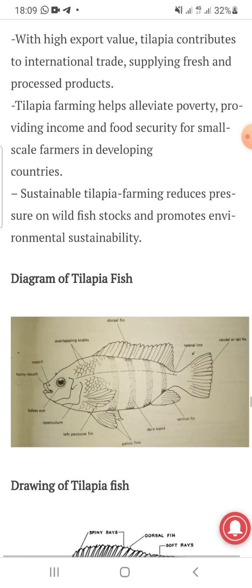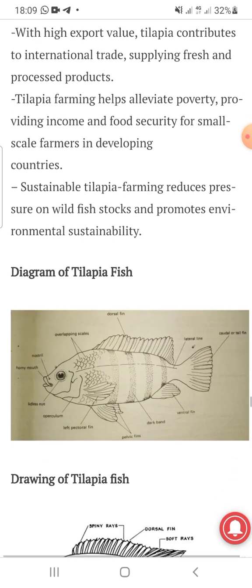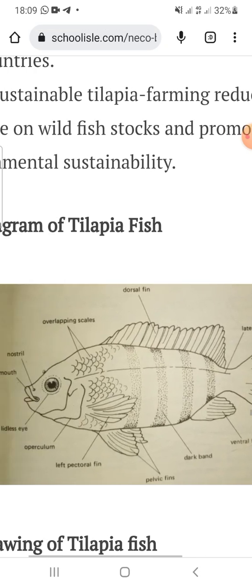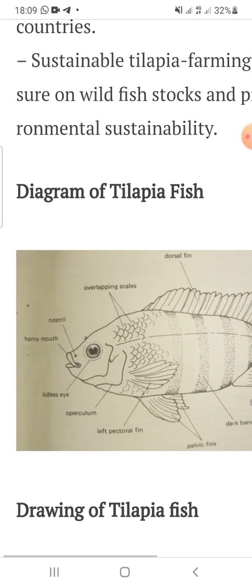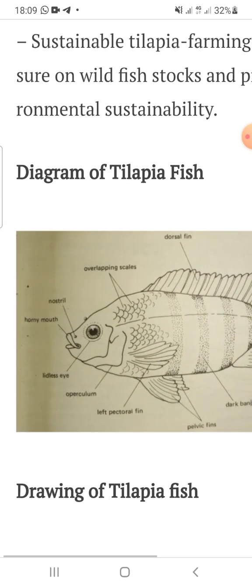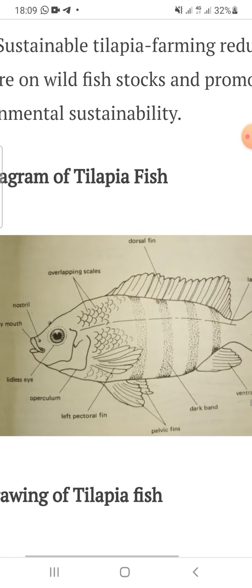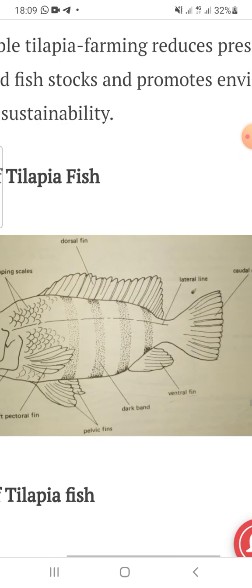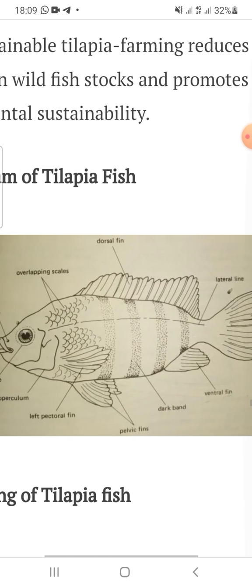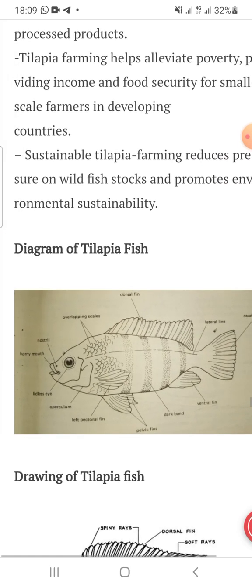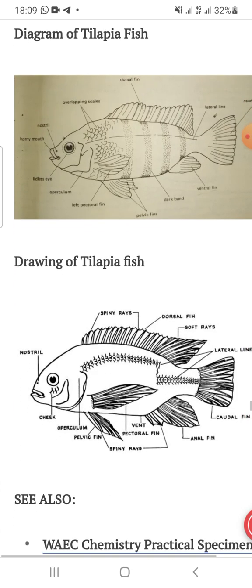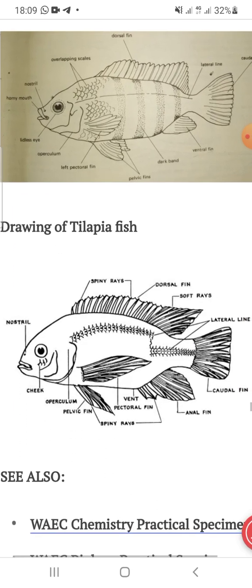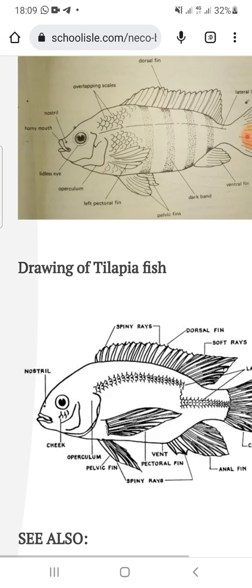So this is a diagram of a tilapia fish. So another diagram of a tilapia fish.